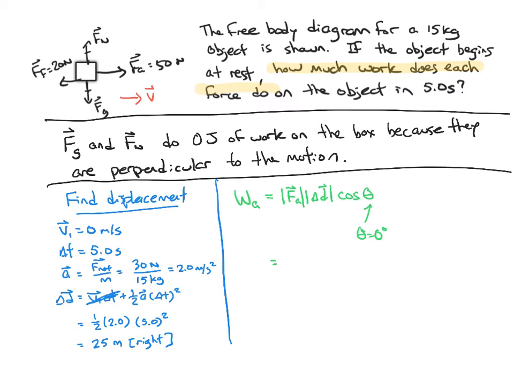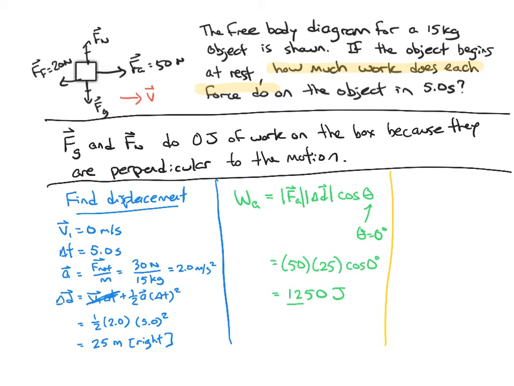So this is going to be 50 newtons times 25 meters times cosine of 0 degrees. And the cosine of 0 degrees equals 1. So the answer is going to be 50 times 25 times 1, which is 1,250 to 2 sig figs. And the units of measurement for work are joules. So that's the work done by the applied force.